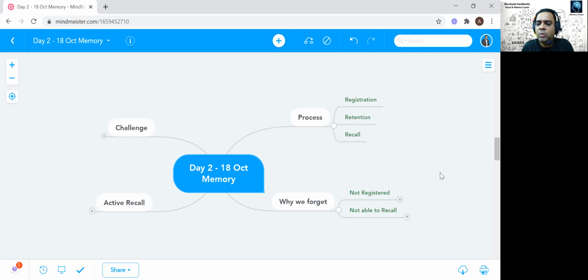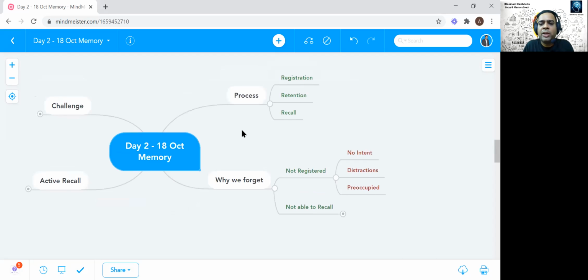Now why people don't register, there could be a lot of reasons. I just want to share a couple of them just to get the ball rolling. Maybe there's no interest, or maybe one got distracted, or maybe one is preoccupied. If I have no interest, or if I get distracted, or if I'm preoccupied, of course I'll not be able to register. And if I don't register, there is no way in which I can retain or recall. All right, so that's one of the reasons.